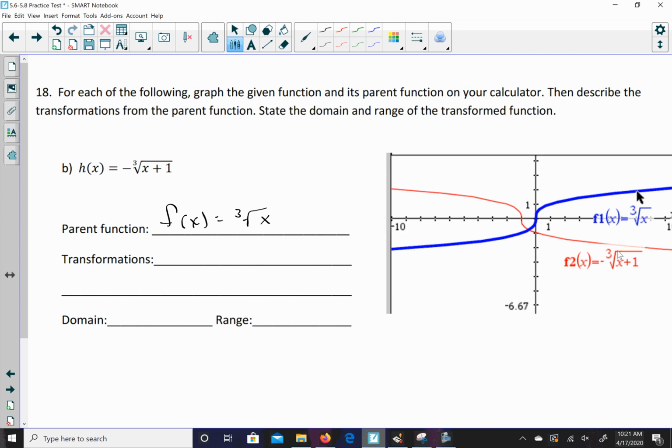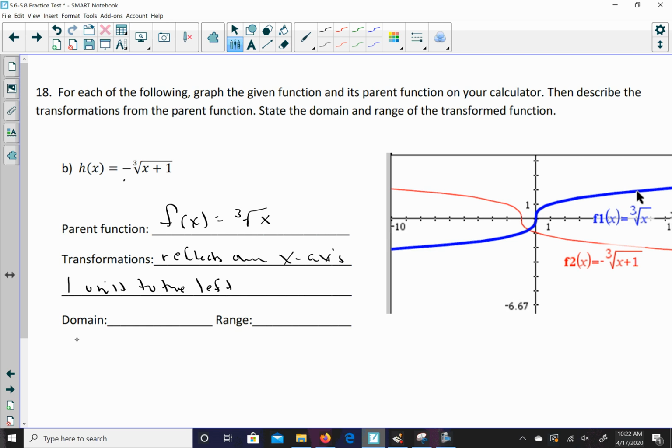When I look at this, I can see that it reflects over, it's hard to tell, but from this negative sign on the outside, I see that it reflects over the x-axis. And then this plus 1 moves it 1 unit to the left. Remember, when it's inside the parenthesis or inside the radical at the x, it's opposite of what you think.